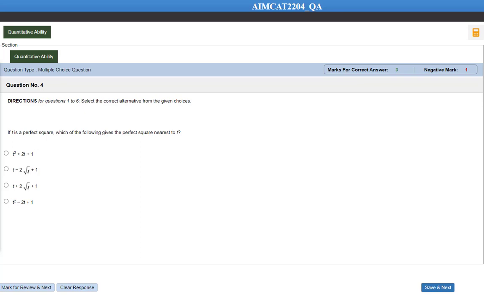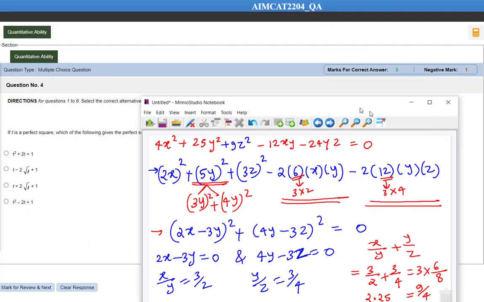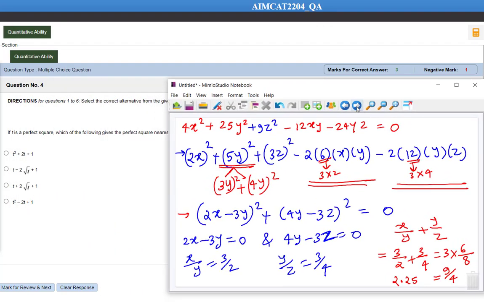following gives the perfect square nearest to t? Okay everyone, let's have a look at the options. If t is a perfect square, which of the following gives the perfect square which is nearest to t? So what we'll do is express every option as a perfect square. Let's have a look at it.